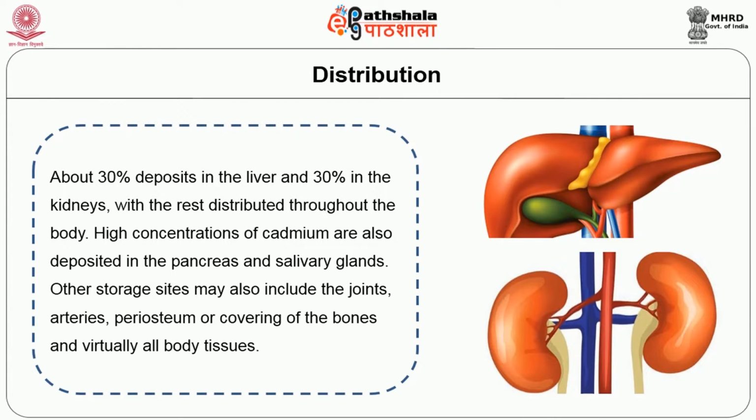Distribution of cadmium in the body. About 30% deposits in the liver and 30% in the kidney, with the rest distributed throughout the body. High concentrations of cadmium are also deposited in the pancreas and salivary glands. Other storage sites may also include the joints, arteries, periosteum, or covering of the bones, and virtually all body tissues.